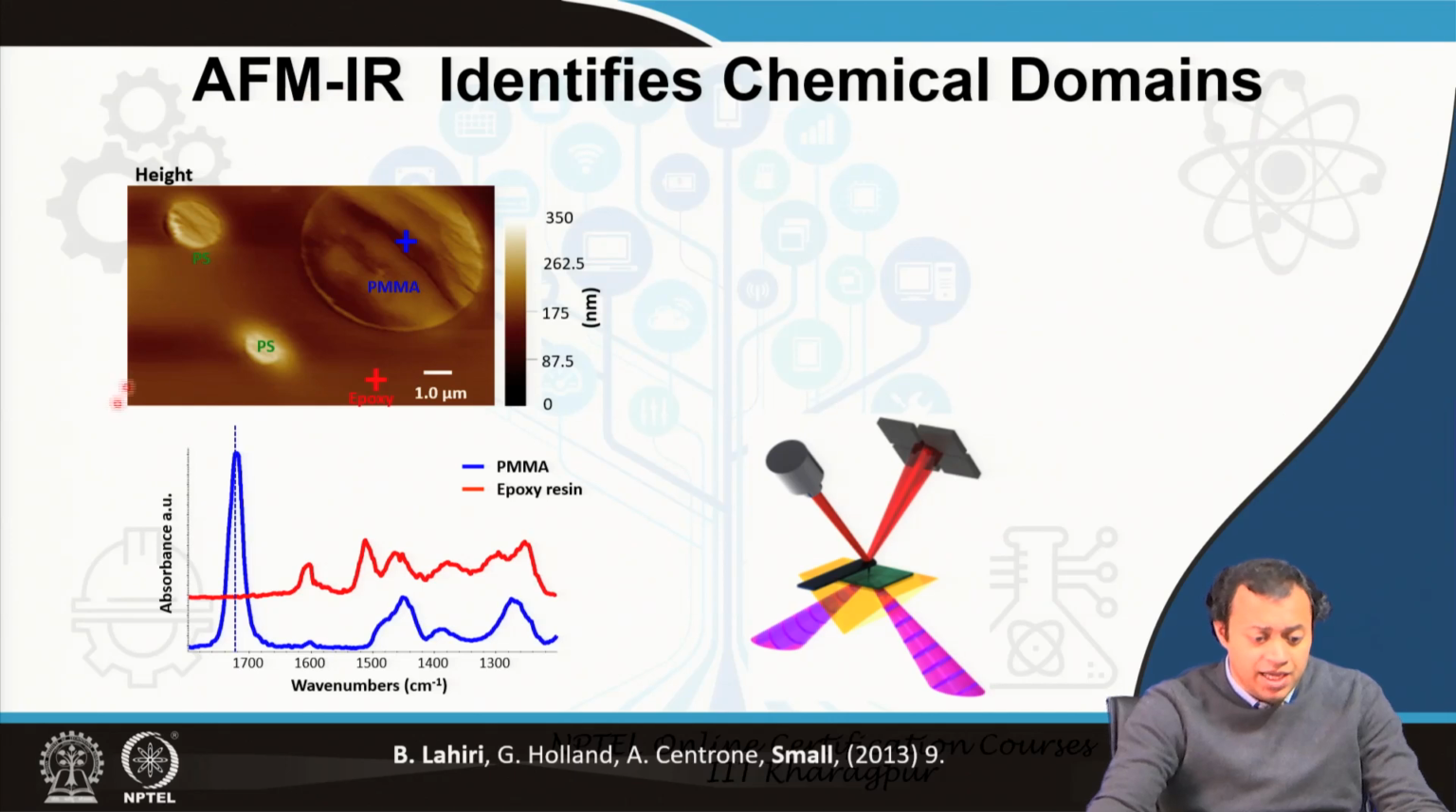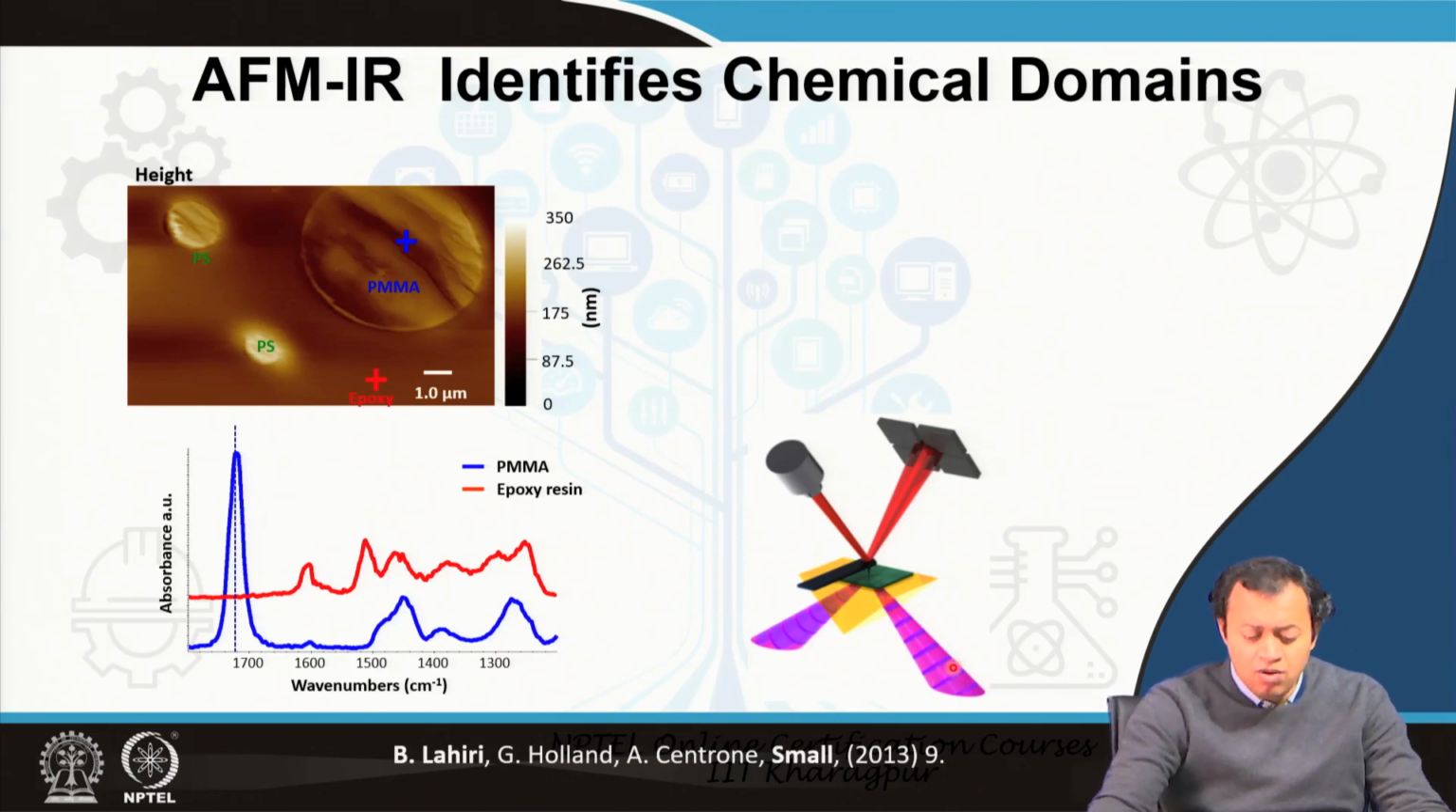If I do an AFM IR, I see a bigger sphere, a smaller sphere, but which one is which? If I had not known, I would not have been able to tell. Just by looking at height, you cannot say the chemical composition of this and the chemical composition of this. They reflect a similar amount of light, plus minus. You cannot differentiate unless you know.